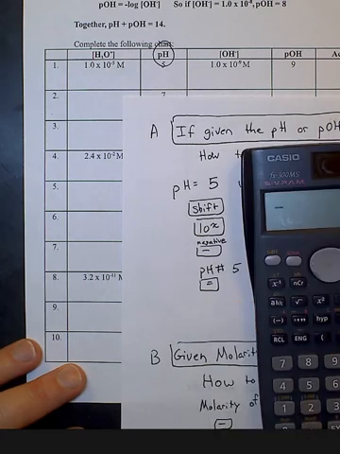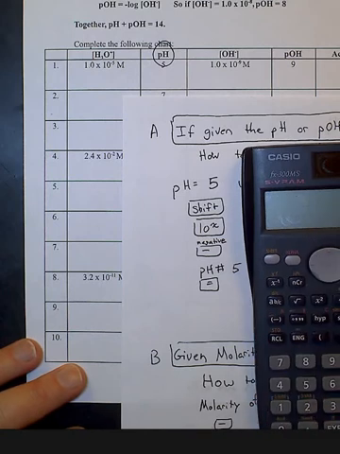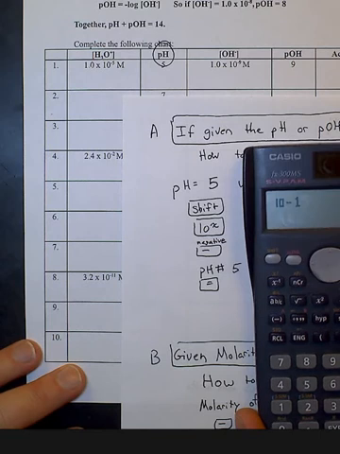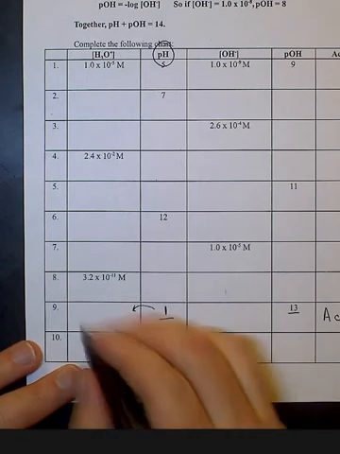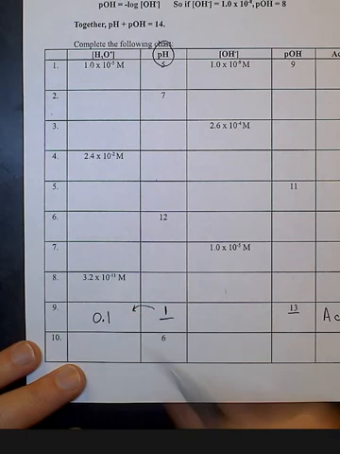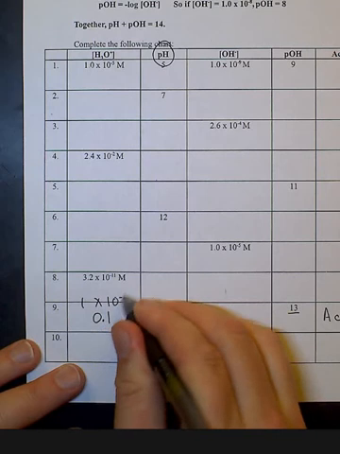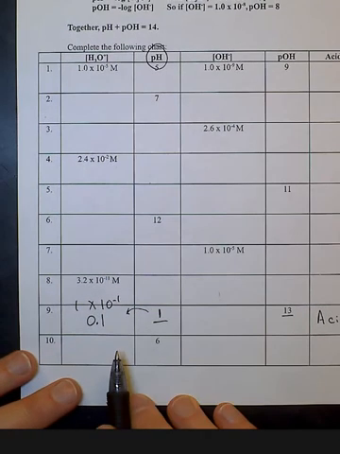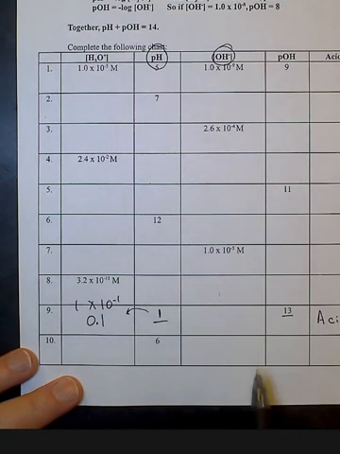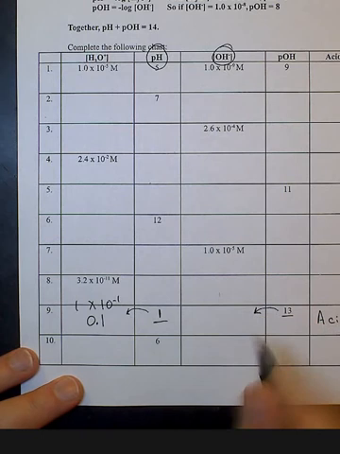So I'm now going to hit Shift 10 to the X, -1, and there we go, 0.1. That's my concentration of hydrogens or hydroniums, 0.1. If we wanted to write that in scientific notation, 1 times 10 to the -1st power. So now I want to figure out my concentration of hydroxides. Okay, I have to use this number. Once again, I was given pOH.